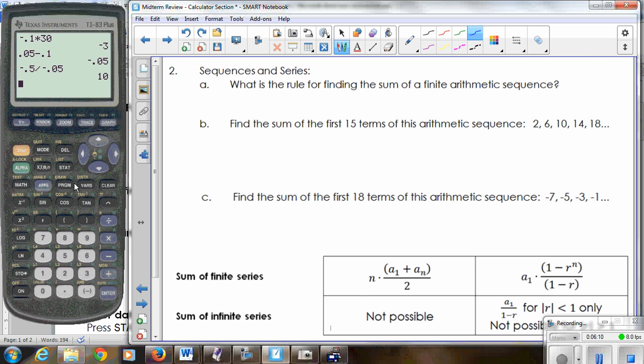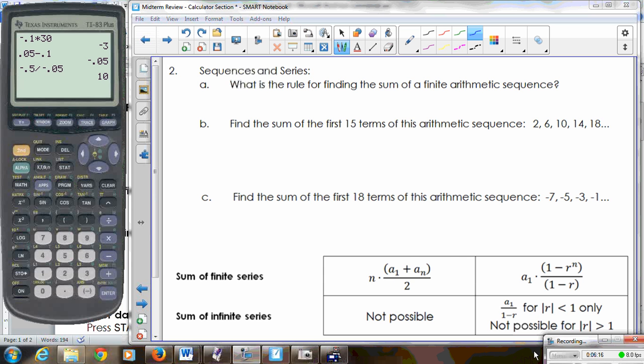Problem number 2 deals with sequences and series. You're given the formula sheet, which I've already attached to this page. The formula, I didn't actually include. This is for an arithmetic sequence, and this is for a geometric. So these are the rules for sums of series. And in number 2, it says, what's the rule for finding the sum of a finite arithmetic sequence?